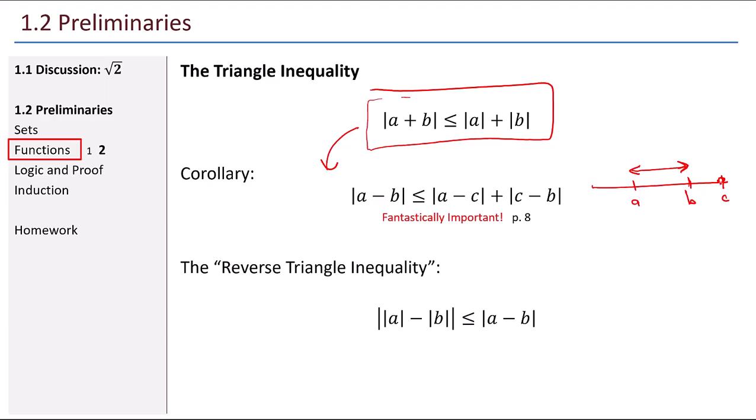And it's also believable that if c is outside of a and b, then we actually have a strict inequality. And if c is some value inside, then we actually have an equality. But in either case, the absolute value of a minus b is less than or equal to the absolute value of a minus c plus the absolute value of c minus b. And Abbott says this is fantastically important.